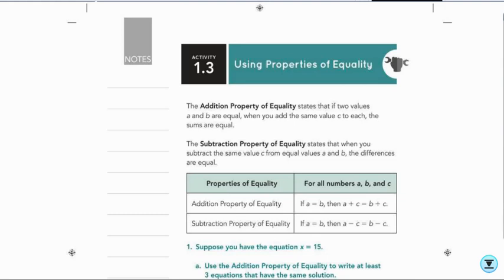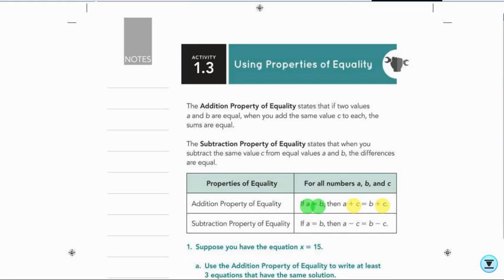To begin, it says the addition property of equality states that if two values A and B are equal, when you add the same value C to each of the sums, then those also are equal. So basically, this is what that's telling us. It's telling us that if I've got A and B and that they're equal, if I add C to both sides like I have here and here, since A and B are equal, it means that both sides are still equal.